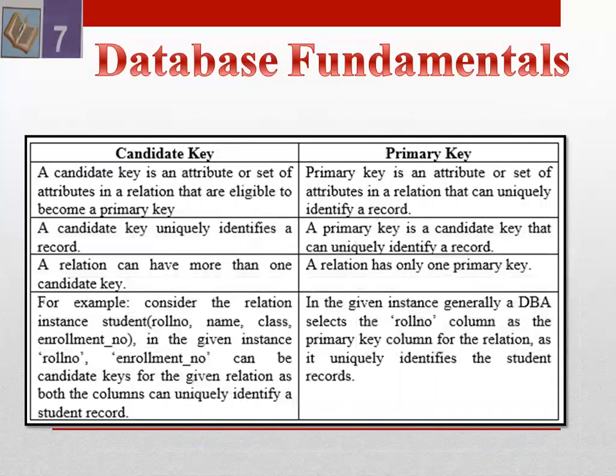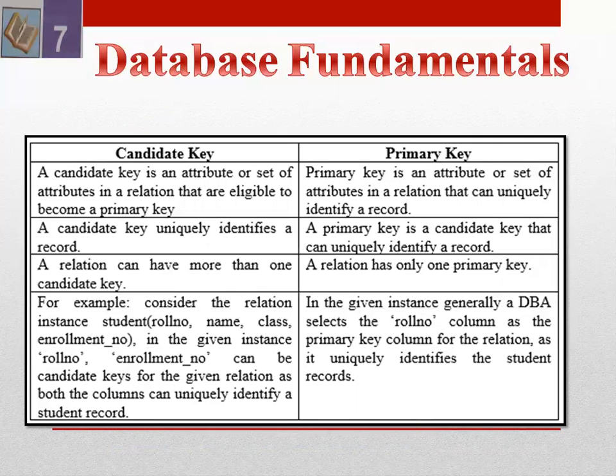A candidate key is an attribute or a set of attributes in a relation that are eligible to become a primary key. A primary key is an attribute or set of attributes in a relation that can uniquely identify a record. A candidate key uniquely identifies a record, and a primary key is a candidate key chosen to uniquely identify a record. A relation can have more than one candidate key. A relation has only one primary key.